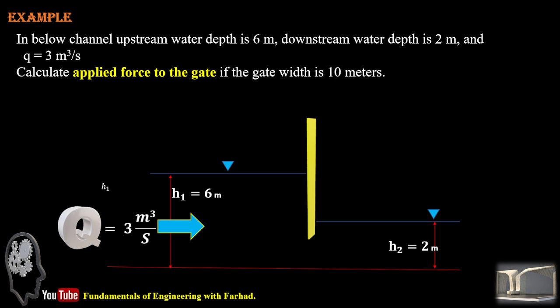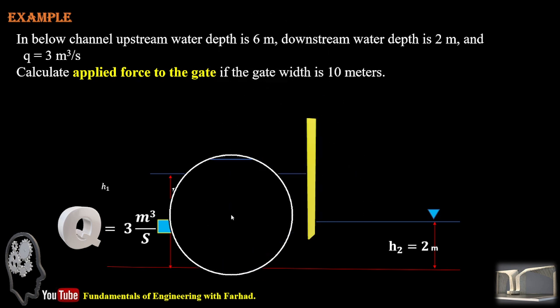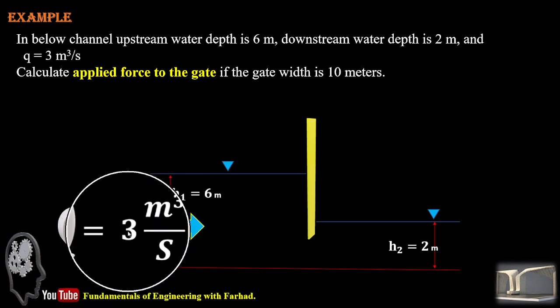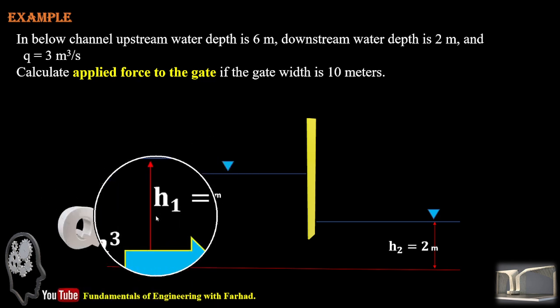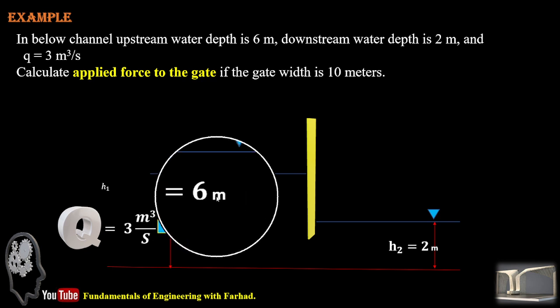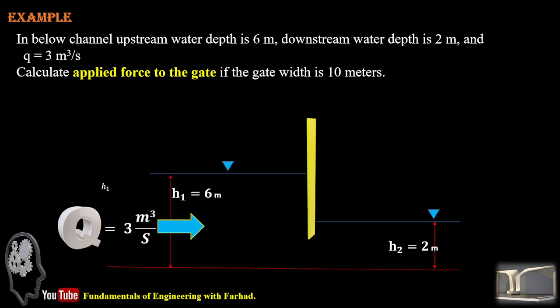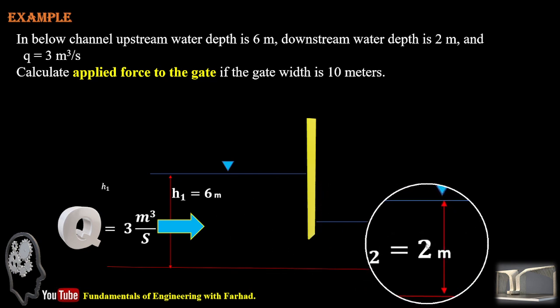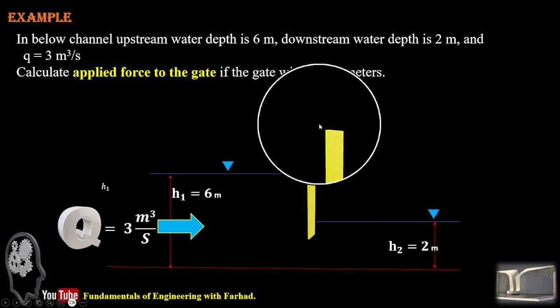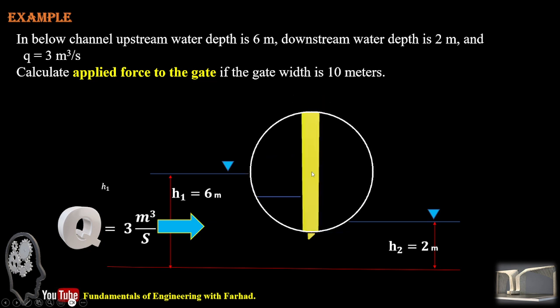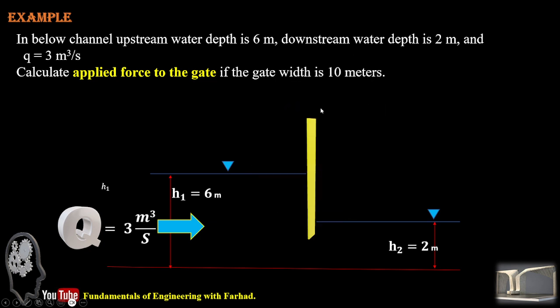We have a gate and the upstream flow comes at 3 cubic meters per second, with an upstream depth h1 of 6 meters. The flow comes to the gate, then moves to the downstream side at a depth of 2 meters. We want to know what is the force applied to this gate if the width of the gate is 10 meters.